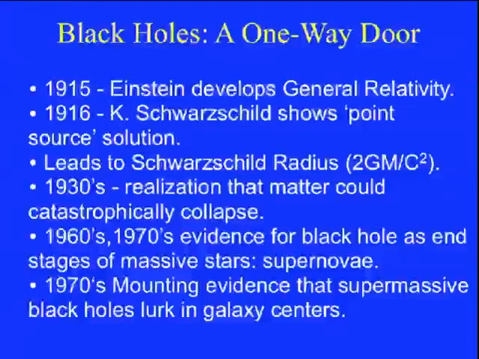And in the 1930s, there was the realization that this was not just a theoretical construct, that matter really could compact into a point source, that stars could be so massive they could run away, gravitationally collapse. That was work by Chandrasekhar and Oppenheimer. And in the 60s and 70s, there's been mounting evidence that there are stellar mass black holes, the results of these amazing supernovae explosions, but also supermassive black holes that weigh millions of times the mass of our sun in the center of galaxies.